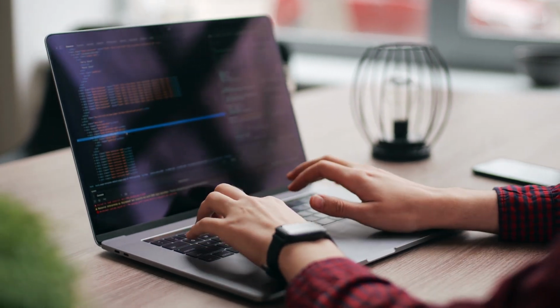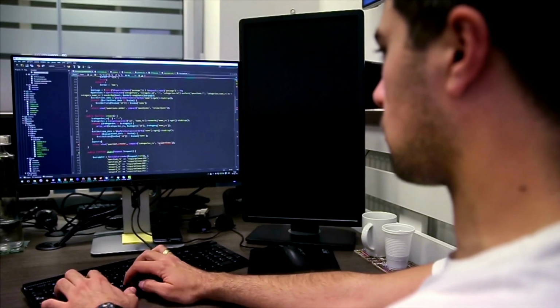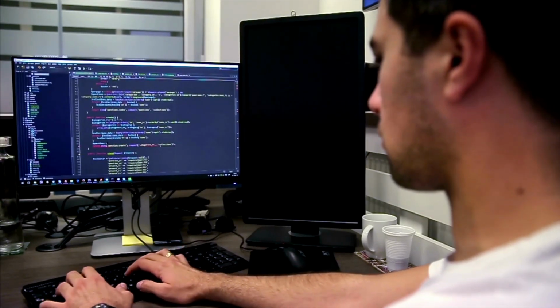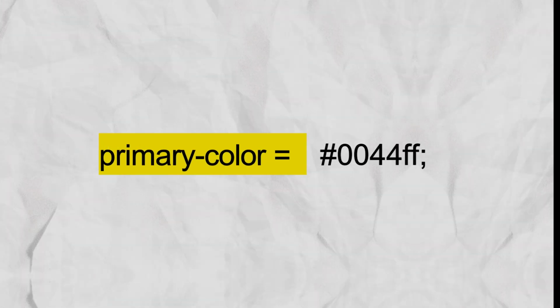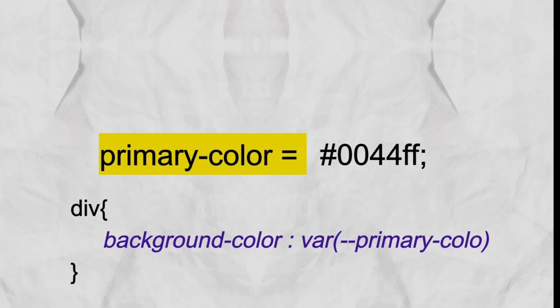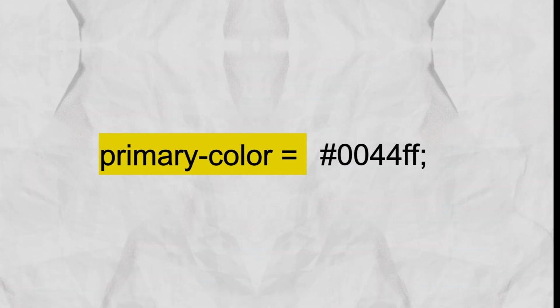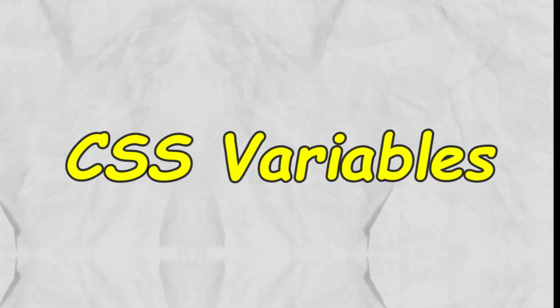While coding a large website, it is hard to copy and paste the same style throughout our entire code. Instead, we can store them in one place and call them wherever we want to use that style. That's where CSS variables come in.